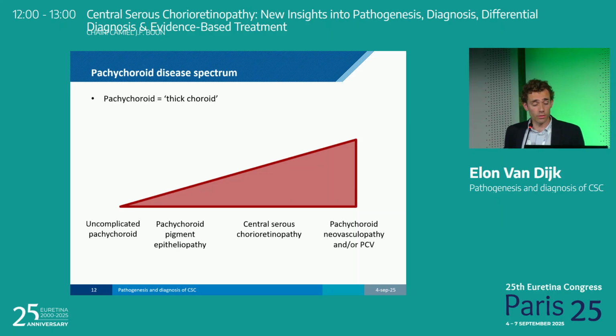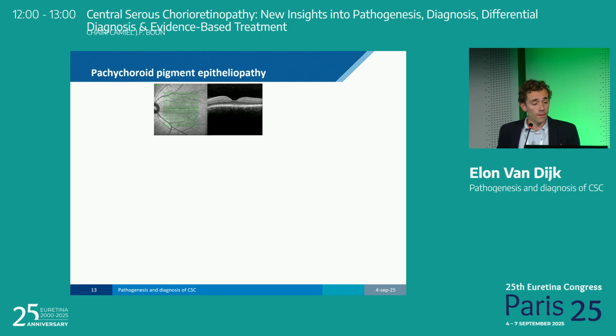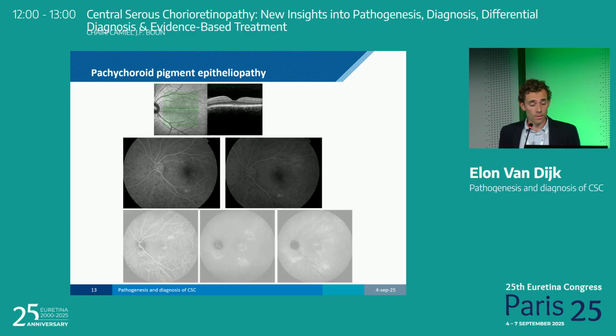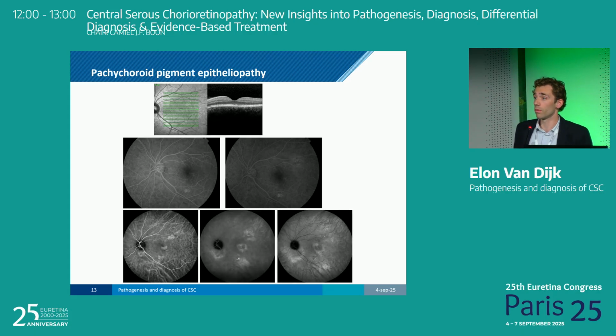It's part of the pachychoroid disease, and also that pachychoroid disease spectrum is a spectrum. So you have uncomplicated pachychoroid pigment epitheliopathy, CSC, and PNV or PCV. I'll come back to a few of these diseases later on. In pachychoroid pigment epitheliopathy, there is no subretinal fluid. And usually there is also no area of leakage on FA, or maybe that area of leakage on FA has already disappeared. But on the ICGA, you can see those widespread abnormalities that are really characteristic of the diseases that are part of the pachychoroid spectrum.